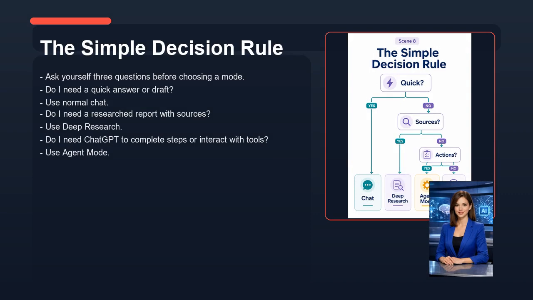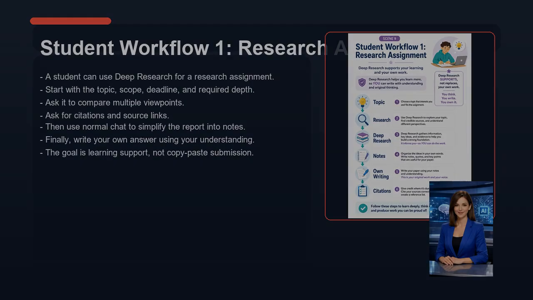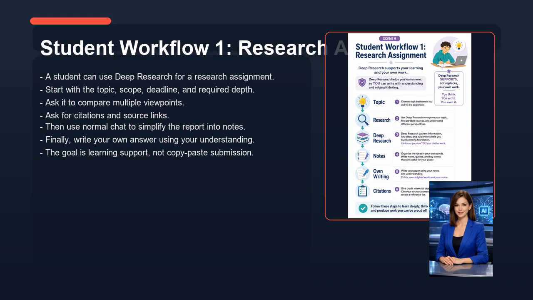Now let's look at the simple decision rule. Ask yourself 3 questions before choosing a mode. Do I need a quick answer or draft? Use normal chat. Do I need a research report with sources? Use deep research. Do I need ChatGPT to complete steps or interact with tools? Use agent mode.